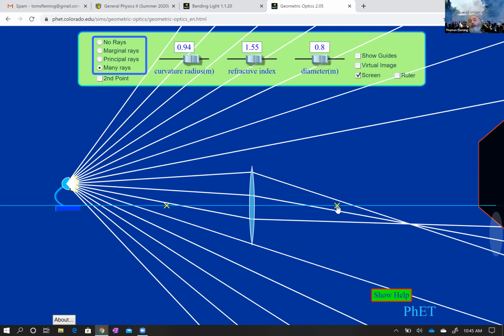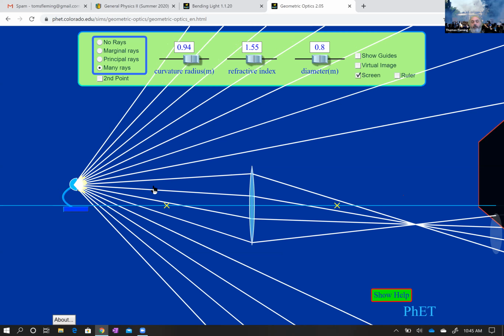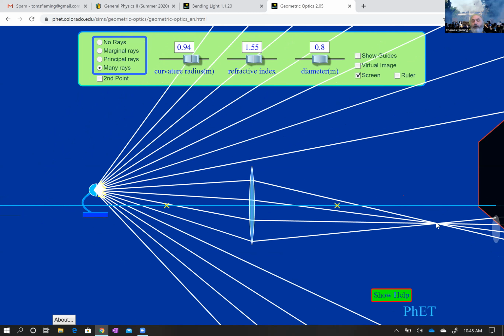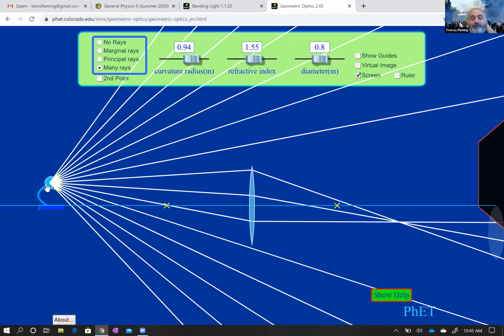Remember, the focal point is just where parallel rays converge. These light rays instead are converging at some other location. All right, if I move my lamp forward or backward, I can change the location of the point where those rays of light converge. So that location is going to be something important. Now, right now I have the thing set on many rays, so I'm seeing lots of rays, many of which don't ever even hit the lens to begin with. So these are obviously never going to converge because they're not traveling through the glass at all.